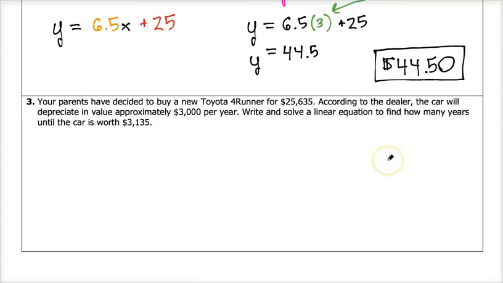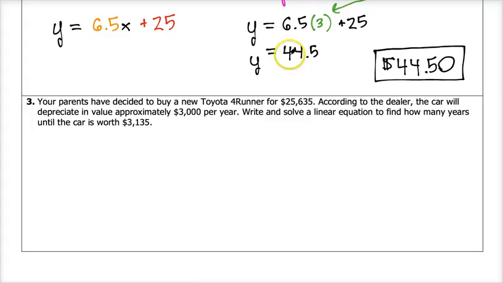Okay, number 3 says your parents have decided to buy a new Toyota 4Runner for $25,635. According to the dealer, the car will depreciate in value approximately $3,000 per year. Write and solve a linear equation to find how many years until the car is worth $3,135.